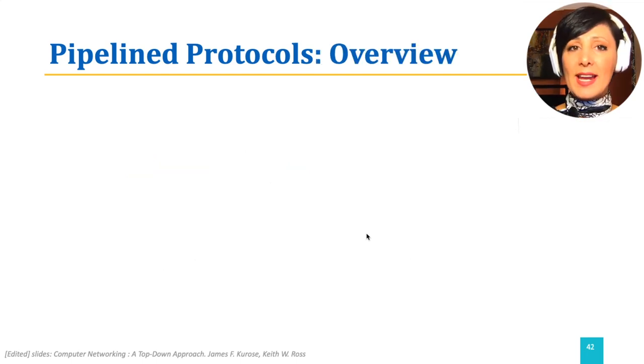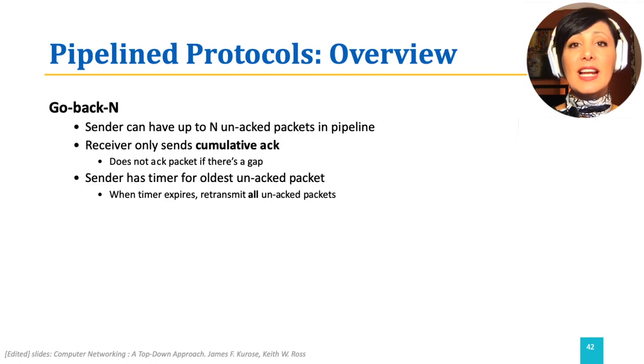In go back N, the sender can have up to N unacked packets in the pipeline. The receiver only sends cumulative acknowledgements for the packets received. The sender maintains a timer that keeps the time for the oldest unacked packet. When that timer expires, the sender will retransmit all of the unacked packets.